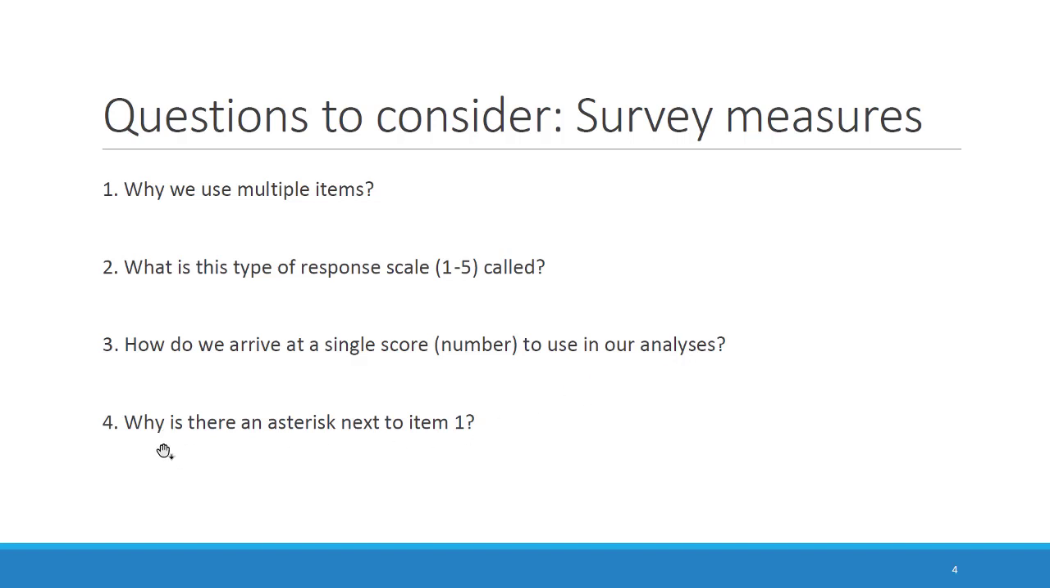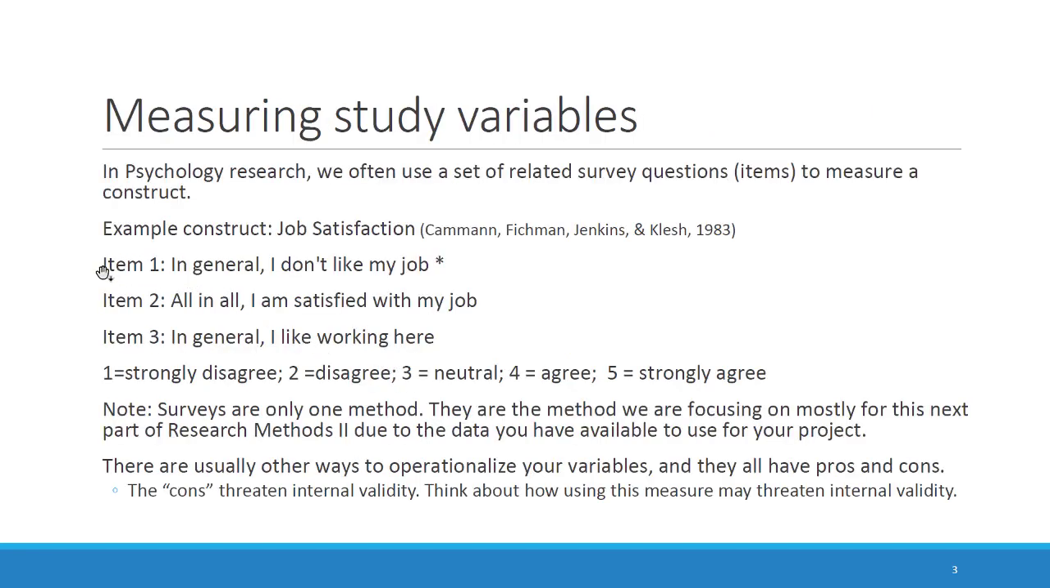Question number 4, why is there an asterisk next to item 1? So let's look back at item number 1. In general, I don't like my job. Now let's look at it in context of the other 2 items. Number 2, I am satisfied. Number 3, I like working here.